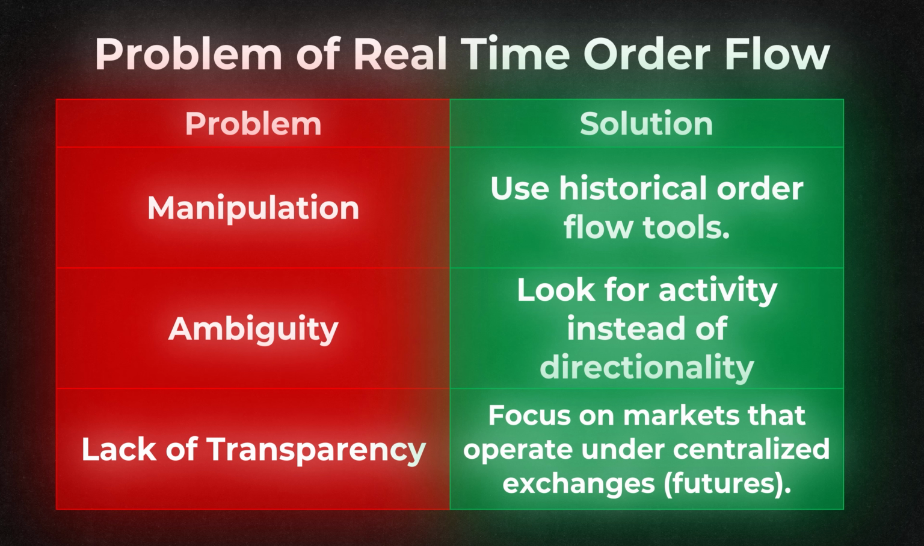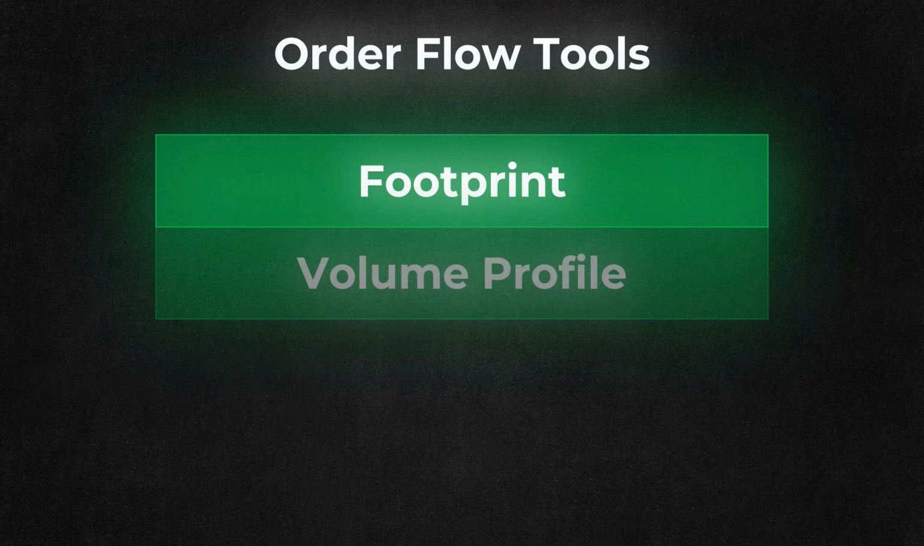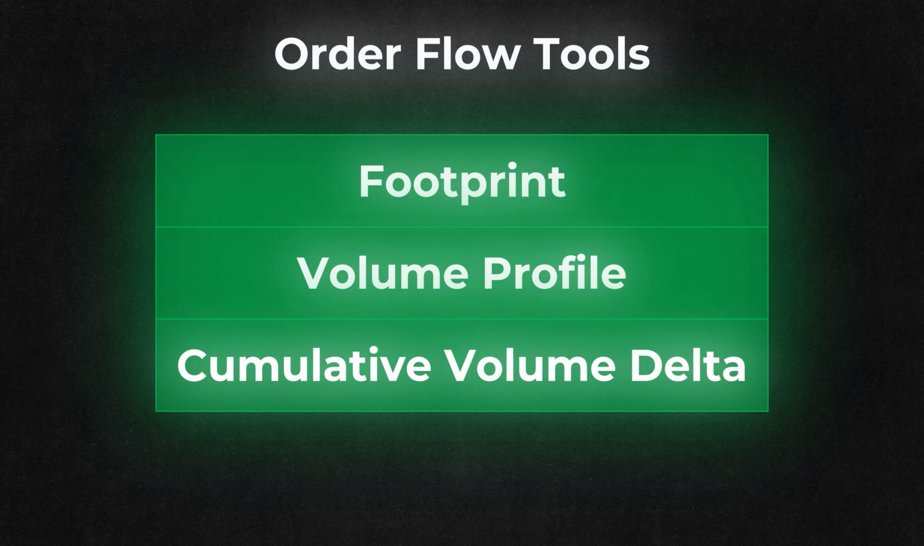In conclusion, use historical order flow tools, focus on identifying levels of activity instead of identifying directional intent, and focus on futures trading if you want to obtain more reliable order flow data. There are many historical order flow tools, but we'll focus on 3 of them for simplicity's sake: the footprint, the volume profile, and the cumulative volume delta. Let's begin with the footprint.